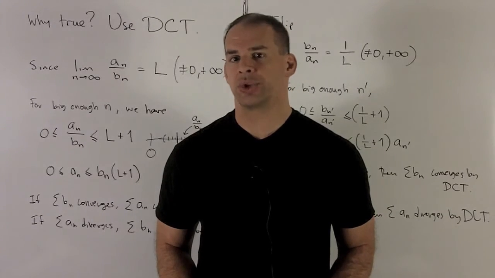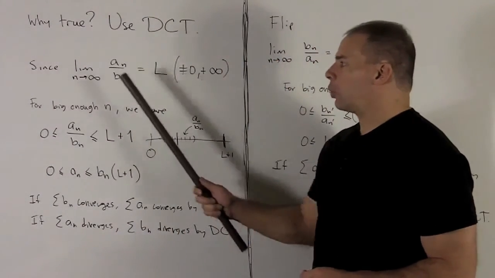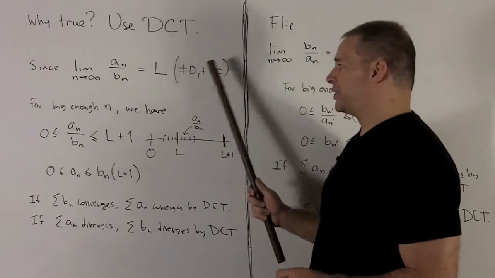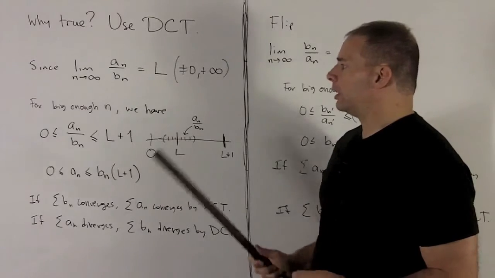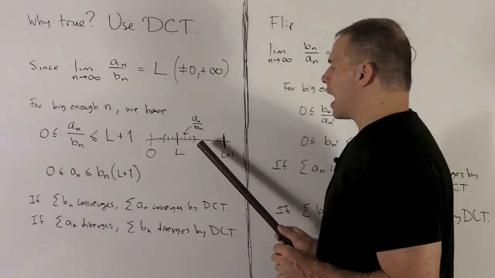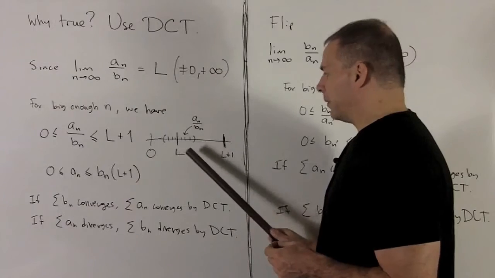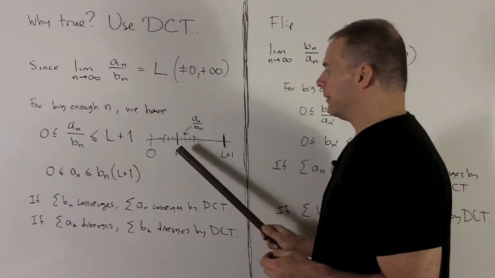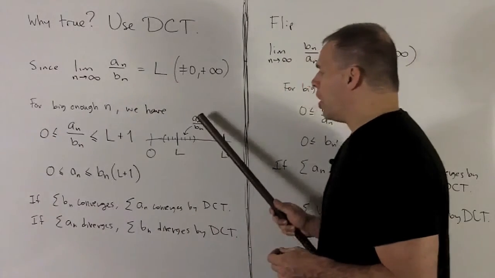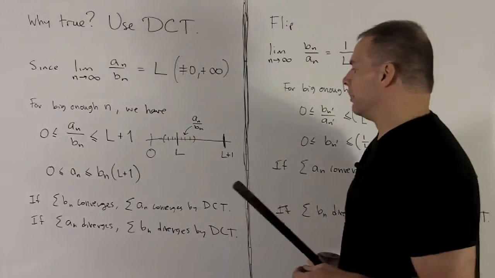Why is the limit comparison test true? Because of the direct comparison test. Let's take a look. We're assuming the limit of an over bn is going to be equal to L, non-zero, not infinite. Now, we're taking a limit, so let's look at the picture. Somebody gives me an epsilon, and I fix my interval around what we're calling the limit L. That's going to mean for big enough n, I'm going to have all of my an over bn's trapped inside of this interval. That's from our definition of limit.